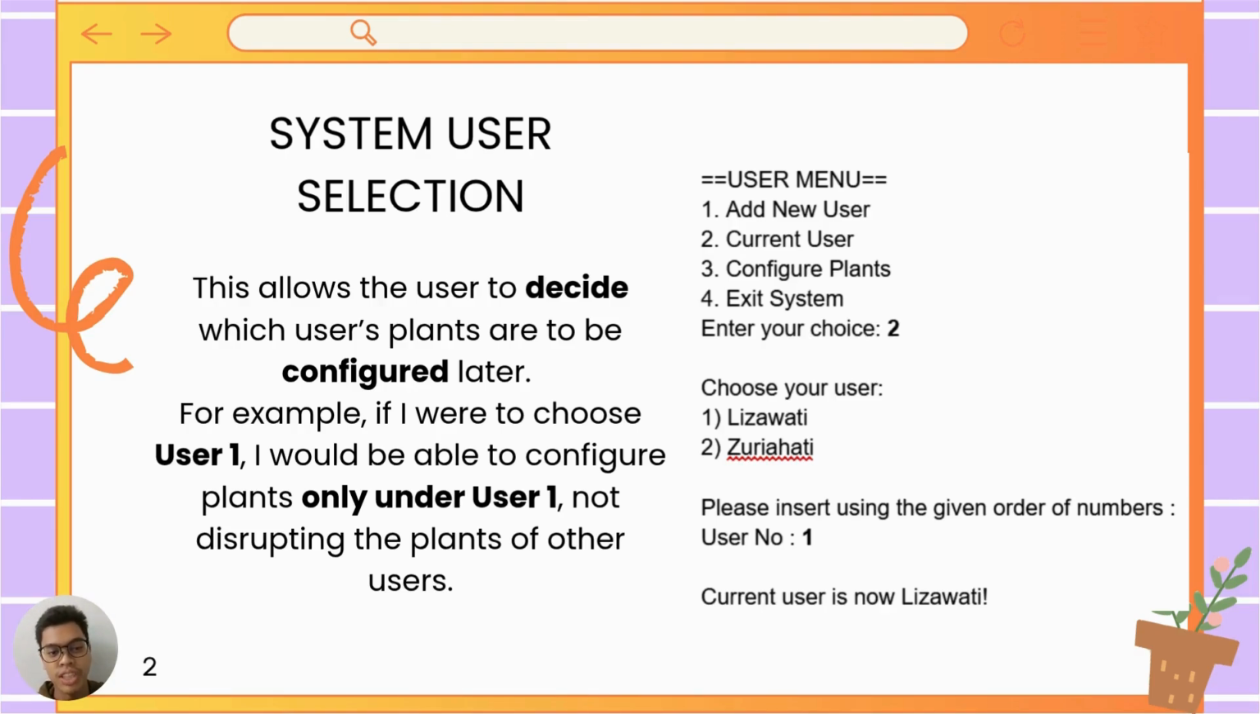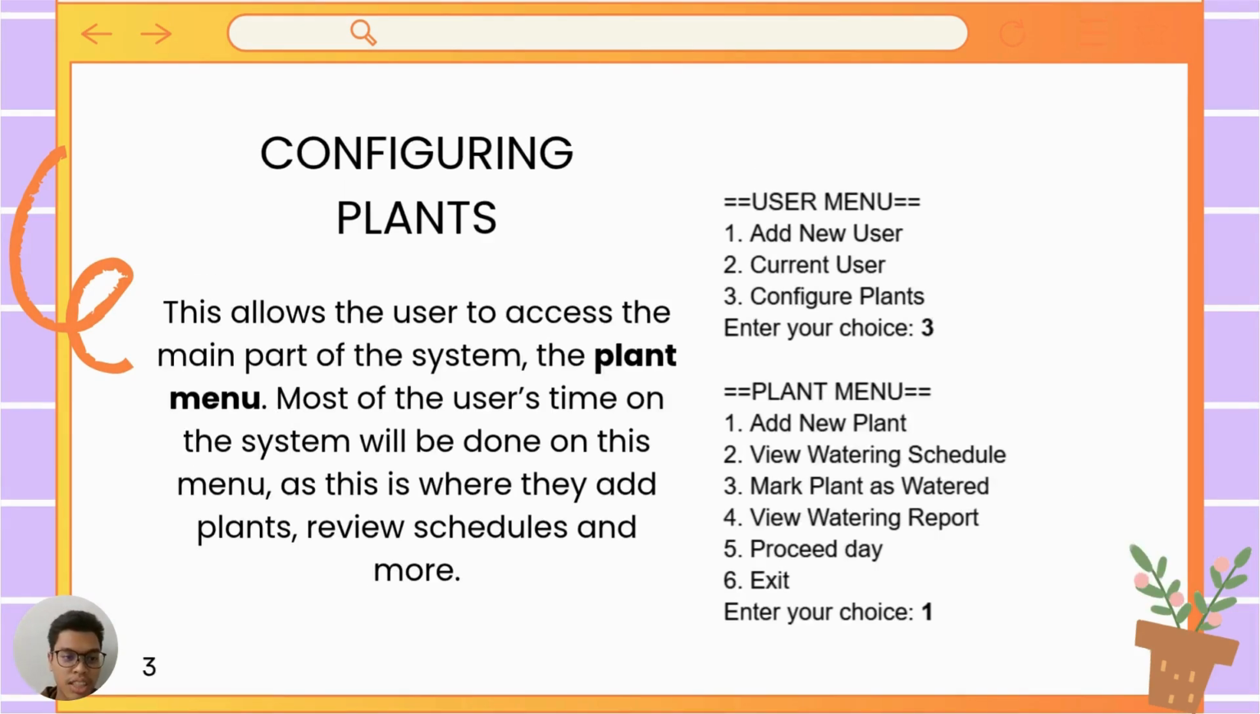Moving on to the third choice, which is configure plan. Now this goes from the user menu into the plan menu. This is the main part of the system, the plan menu. That's where you add plans, review schedules, and do a whole lot more. This is the whole focus of the entire system. You can already see the example output right there.